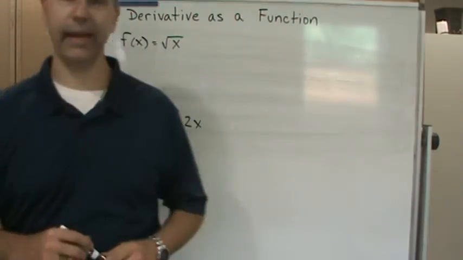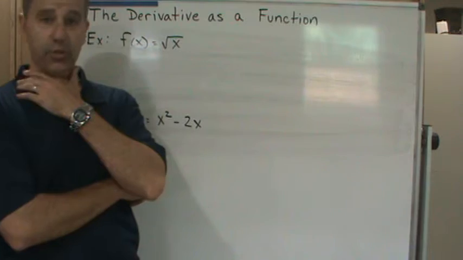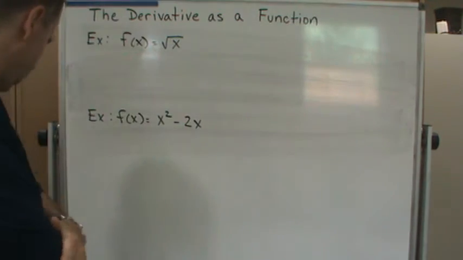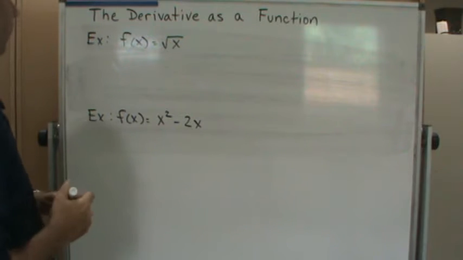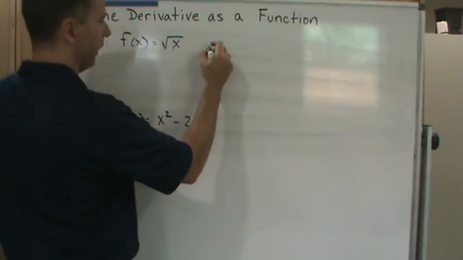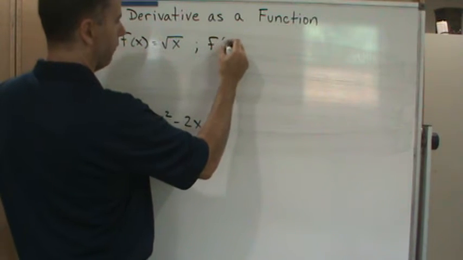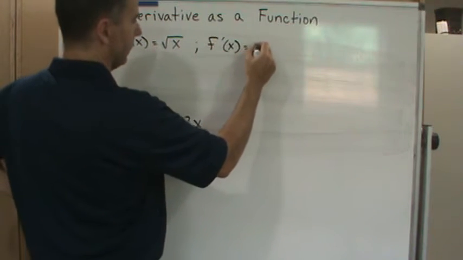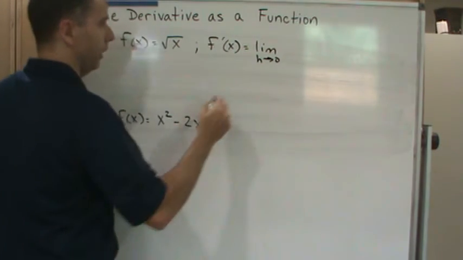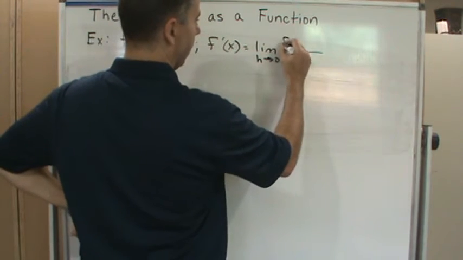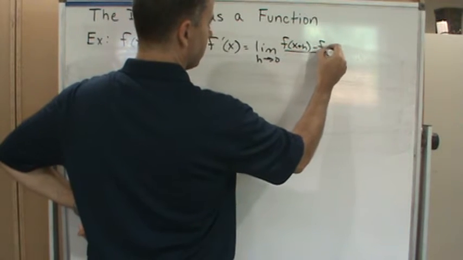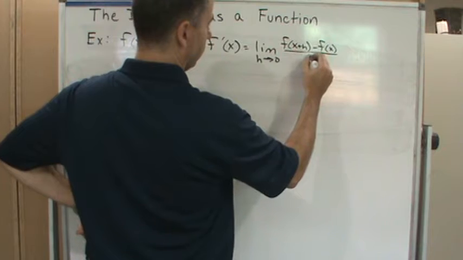Okay, so welcome back, and now we're going to do a couple of examples of finding the derivative function for a couple of functions here. So what we're going to do is find f prime of x. We start with f prime of x equals the limit as h approaches 0 of f of x plus h minus f of x over h.